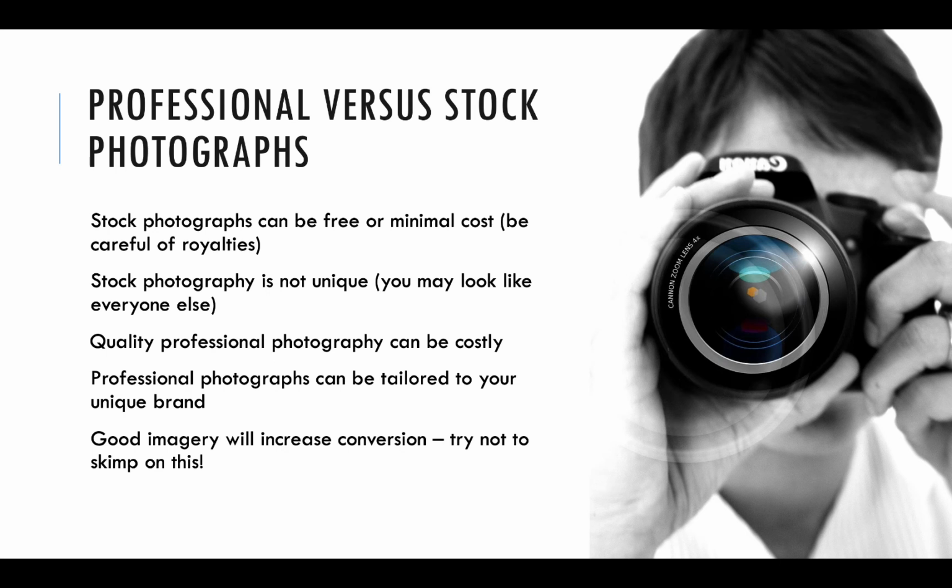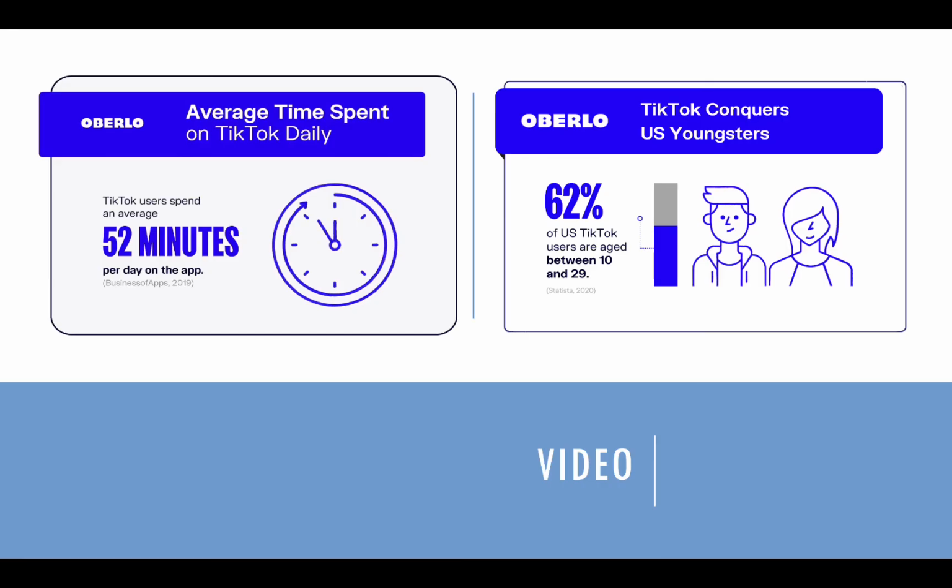So try not to skimp on this. I know that it can be costly. If you're doing product photography, invest in good product photography, particularly if it's food or if you're demonstrating a complicated product. So think about that. Don't skimp on it because we know that this is a really important element in consumer behavior.